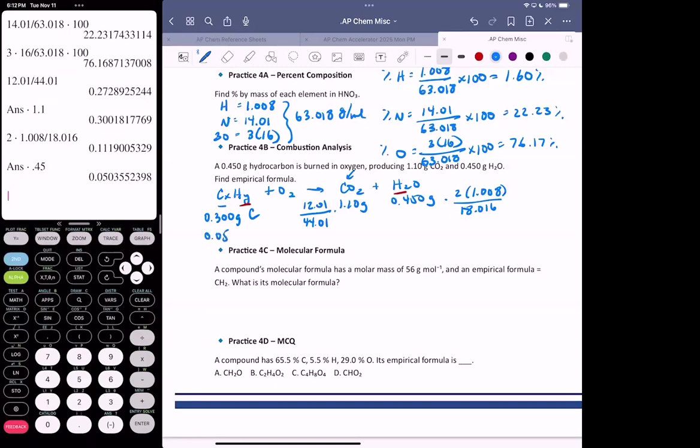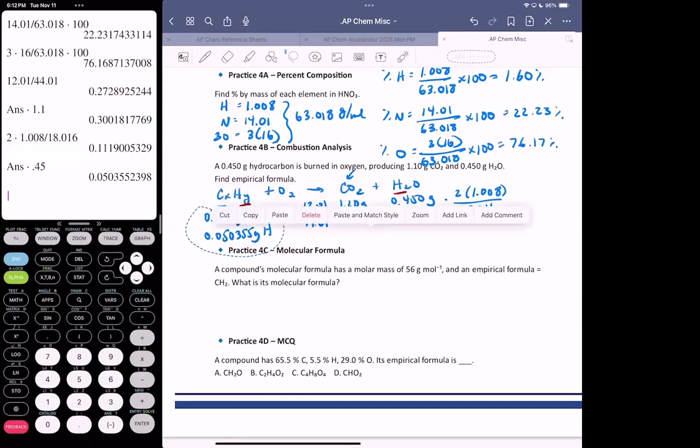0.0503. I'm just going to keep these numbers long to make the ratios easier. So 0.050355 hydrogen. To figure out the empirical formula, now that I have grams, I don't have to do percent to mass because I already have mass. But the poem is percent to mass, mass to moles, divide by small, times to whole. So we need to convert these to moles.